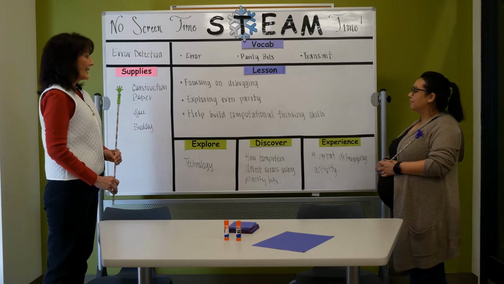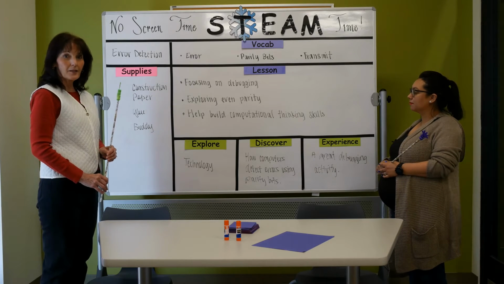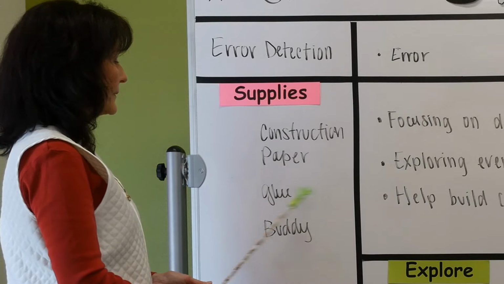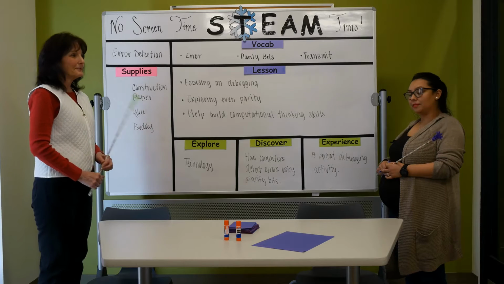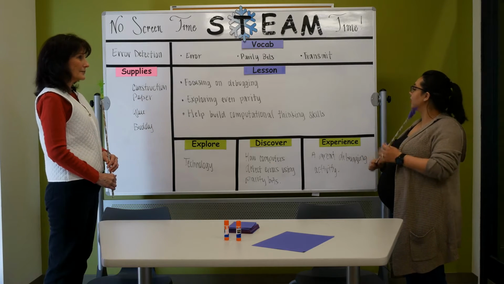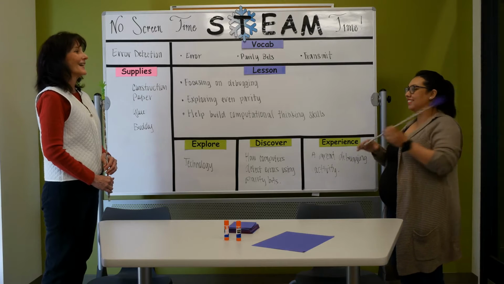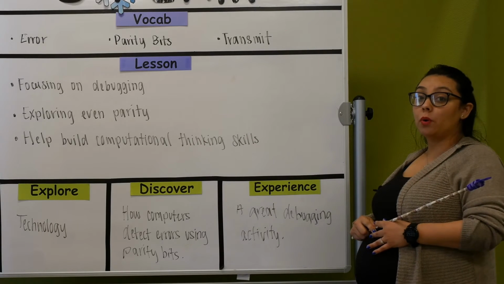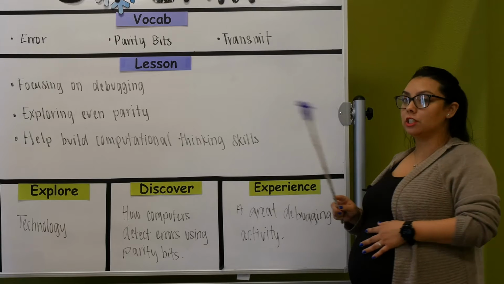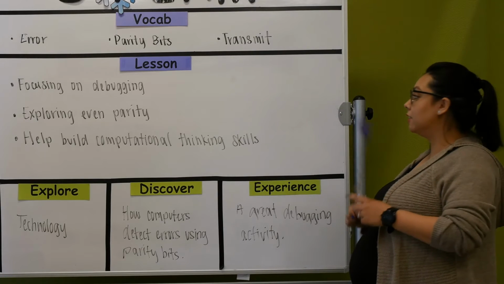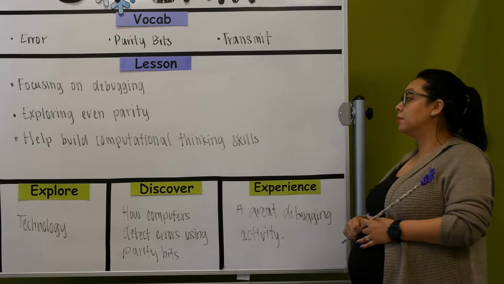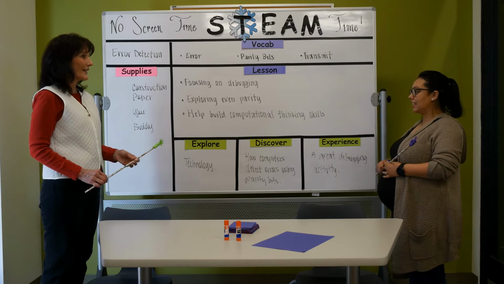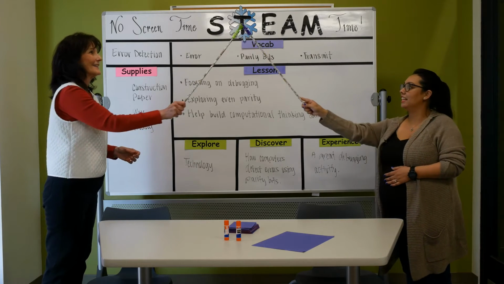The supplies you're going to need, again very simple: construction paper, glue, and a buddy. And this is going to be fun because you guys are going to look like you know magic. The lesson today, we are focusing on debugging. We're going to explore even parity, which is something we just talked about, and we'll go into more detail. It will also help us build our computational thinking skills. Ready to go? Yes. All right, let's do it.